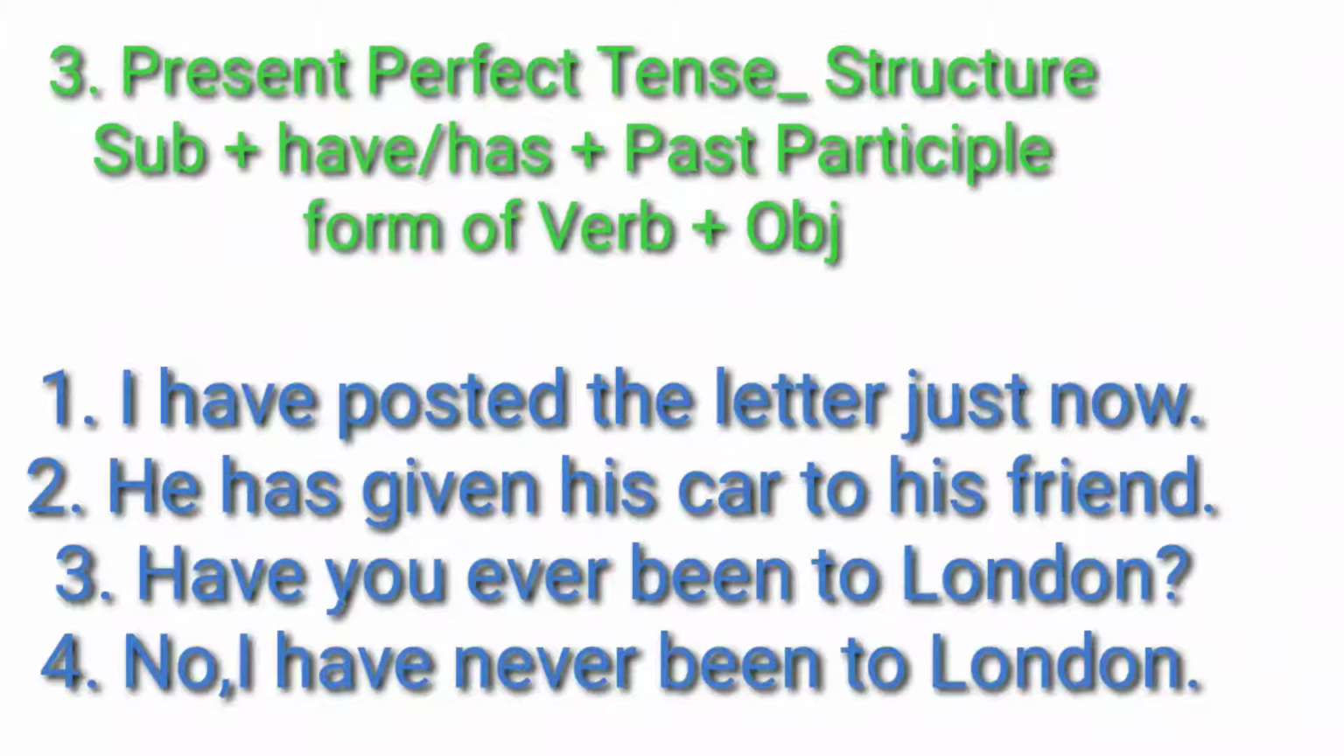I have posted. If the subject is in first person, whether singular or plural, second person, singular or plural, or third person plural, we have to use only "have." I have, you have, they have. So we have to use "have" in such situations. And when you use third person singular only, we have to use the word "has." He has given his car. This is how you have to frame sentences when you are making present perfect tense form. Keep all these things in mind while making present perfect tense.